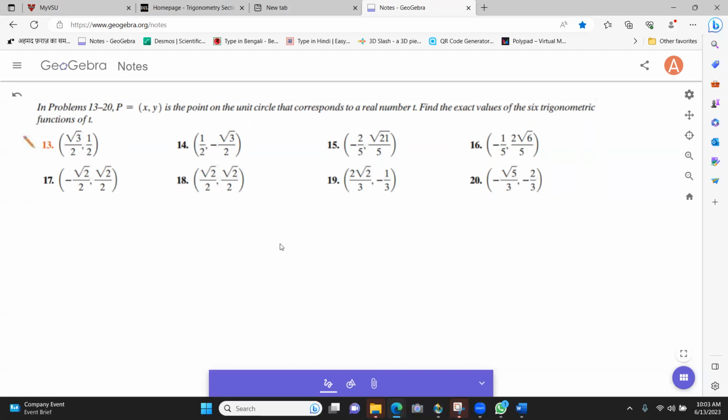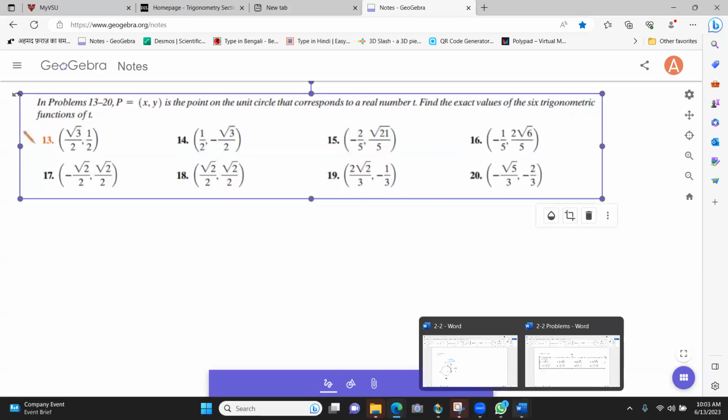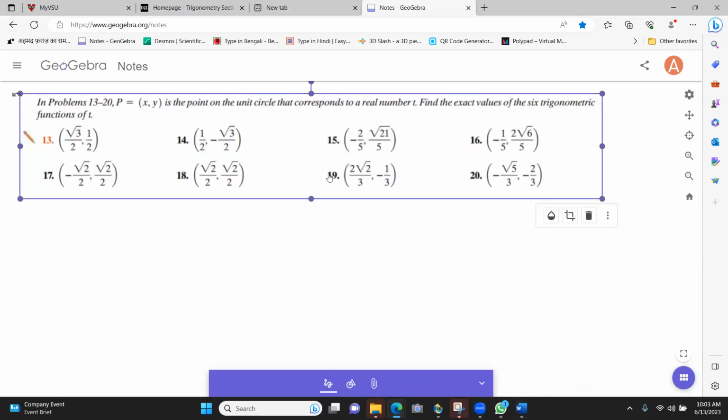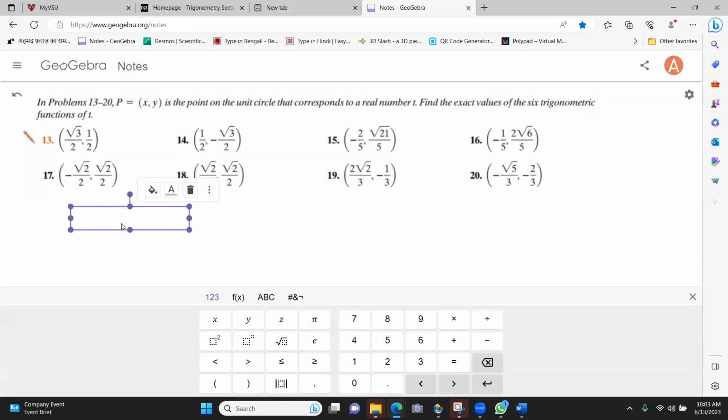So I am going to take number 19. It seems hard enough, and I do need a little bit of room, so let's see how I can do it. Again, guys, keep the language straight, okay? So let me do this. Let me copy this question here, type it out. So this is 2 times square root of 2 divided by 3.